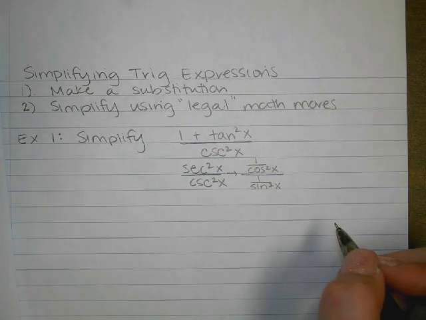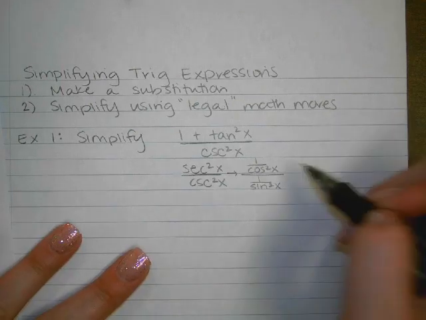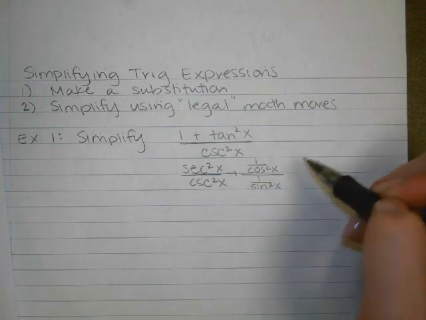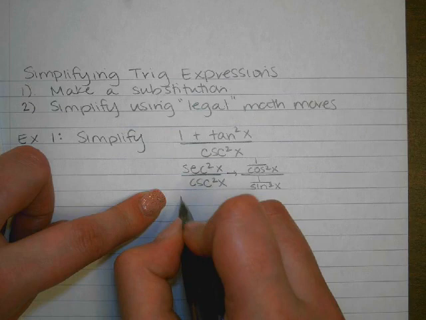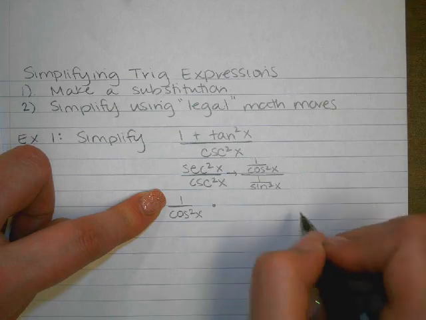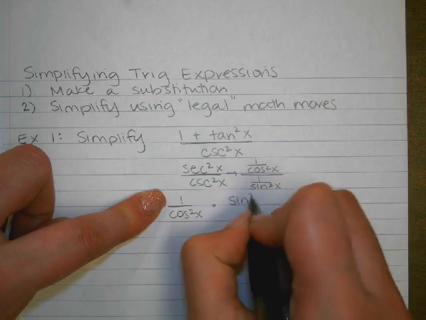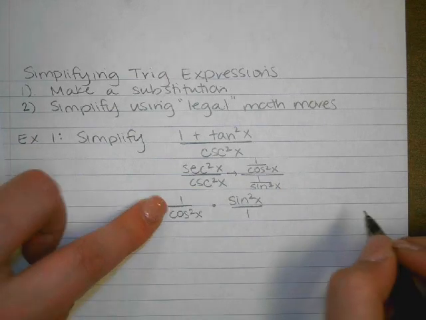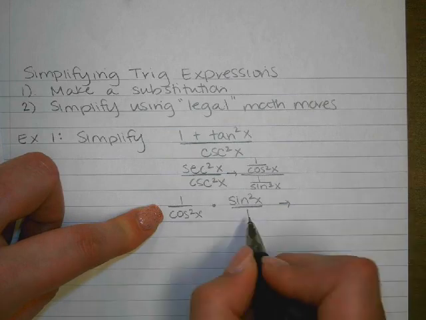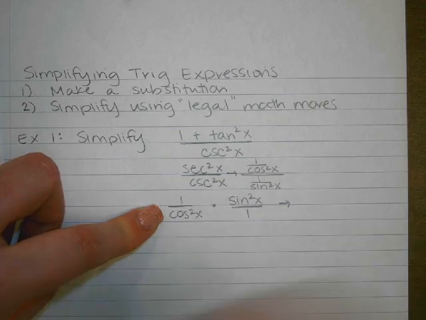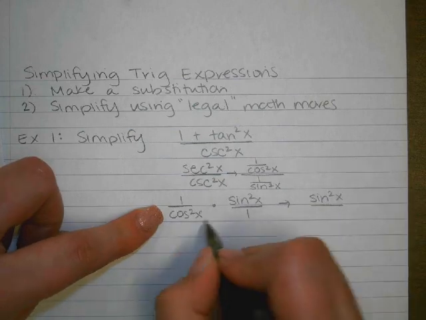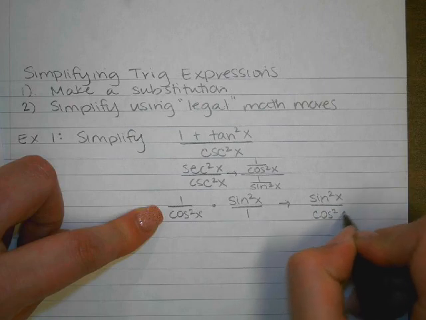All right. Next, what I'm going to do is a legal math move. That means that when I have a fraction divided by a fraction, I know that I can do keep it, change it, flip it. So I'm going to go ahead and keep the first one, 1 over cos squared, change it to a multiplication problem, and flip the second one. So sine squared x over 1. I have another legal math move I can do, I know how to multiply fractions. I just go straight across. So 1 times sine squared is sine squared. Cos squared times 1 is cos squared.